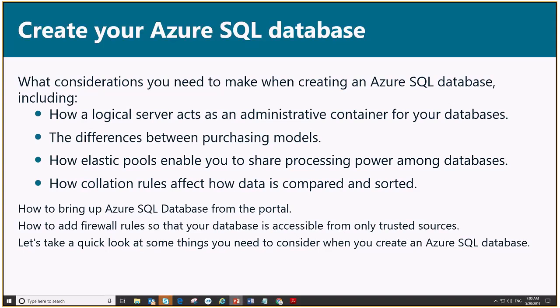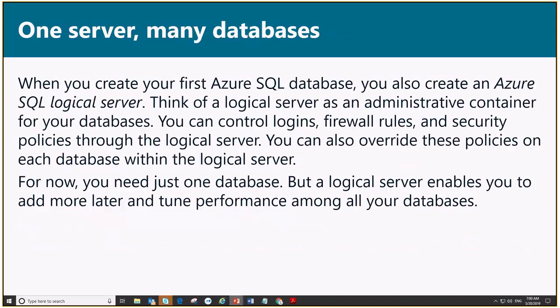And we can also set up how collation rules affect how data is compared and sorted. So standard collation rules that you see, right, Latin and so on, that's how you want to sort your data and how you want the data to be compared, if you're doing a match, or when you're looking for a search or doing a join in SQL. So we're going to talk about how to bring up an Azure database from the portal. We're going to add firewall rules and something you need to consider when you create an Azure database.